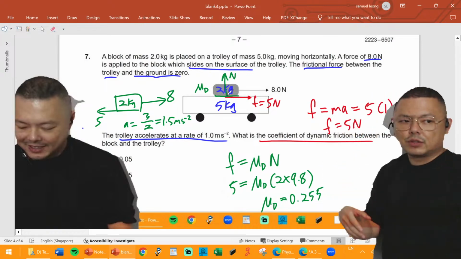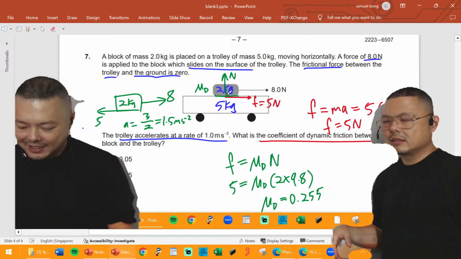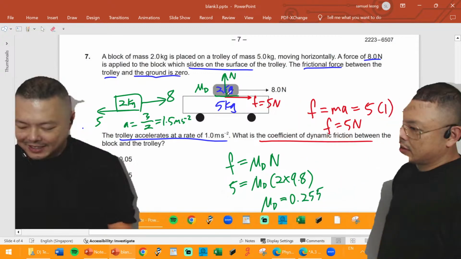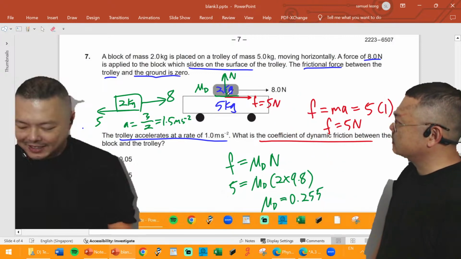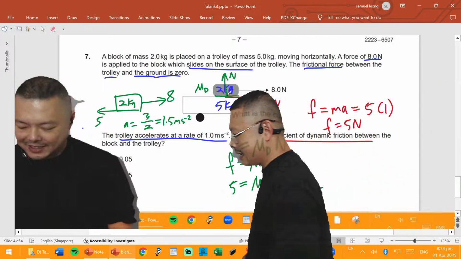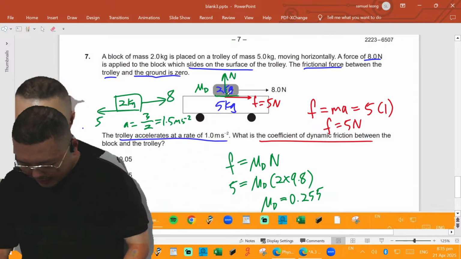Yeah, just to trick you. Yes, Eric, you're right. The 8 Newton force is useless. Telling us about the 8 Newton force has no value. Yeah, this question is from May 2023.